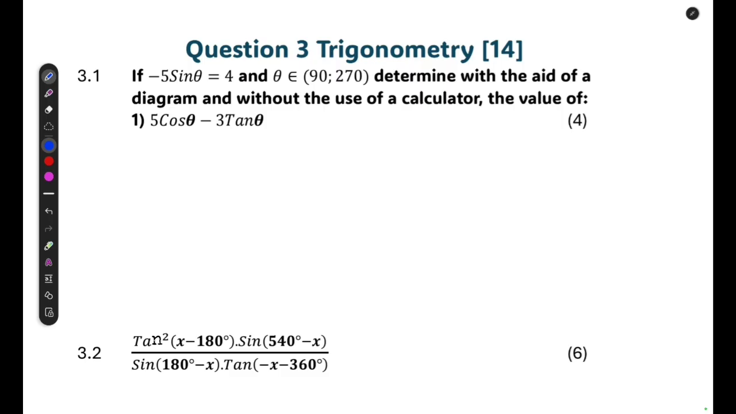3.1. So we're getting to trig. If negative 5 sine theta equals 4, and theta is an element of 90 to 270, determine with the aid of a diagram and without the use of a calculator the value of something. Okay, step 1, I want sine theta alone.